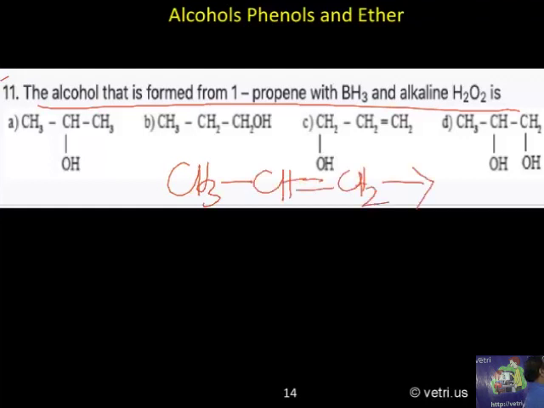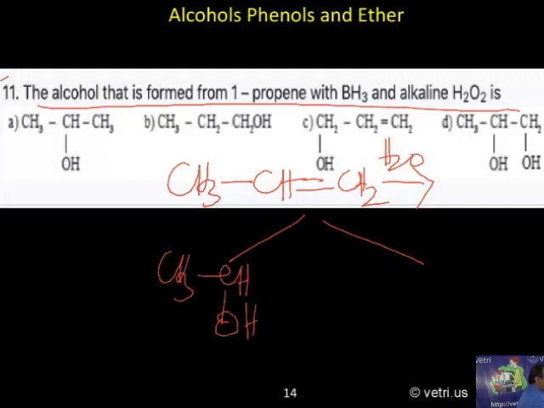From this, an alcohol is produced. What alcohol is formed? There are two possible alcohols. That means addition of water is taking place. The two possibilities are, one is CH3CHOHCH3. This is one possibility. Another possibility is this: CH3CH2CH2OH.